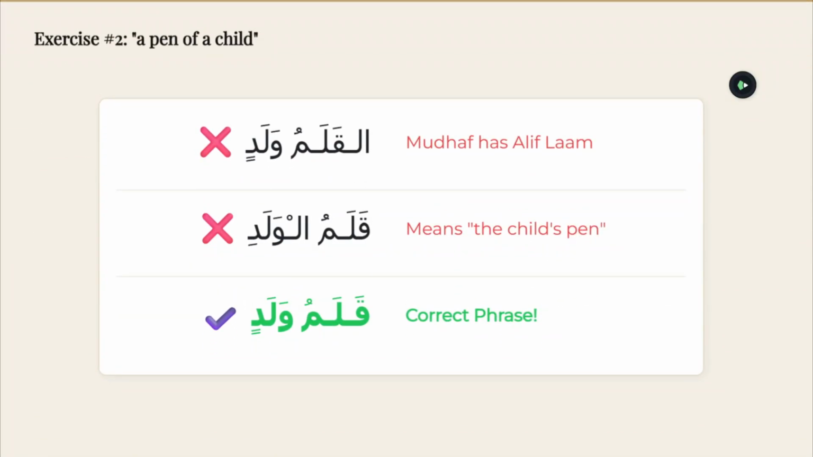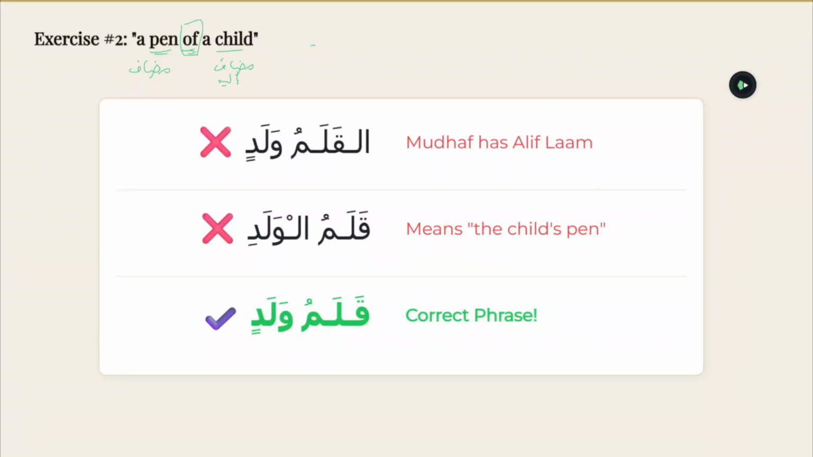A pen of a child. What if someone was to say al qalamu waladin? Over here we say that look, you got the mudaf ilayh order right. Rule number 1 is good because the pen belongs to the child. And you'll notice over here in English, we're using the word of, right? If you're using the of, this particle, the mudaf comes first and the mudaf ilayh comes second. In English as well.